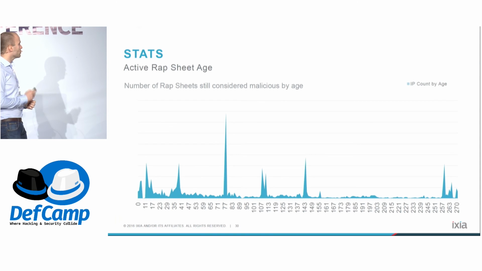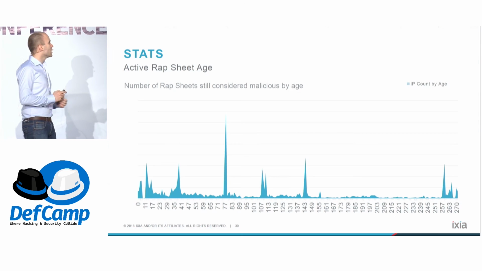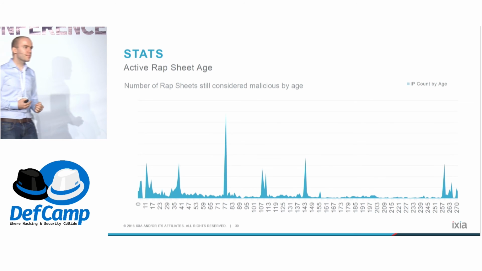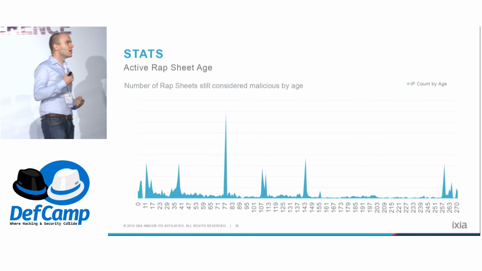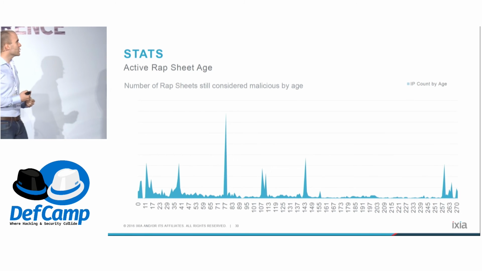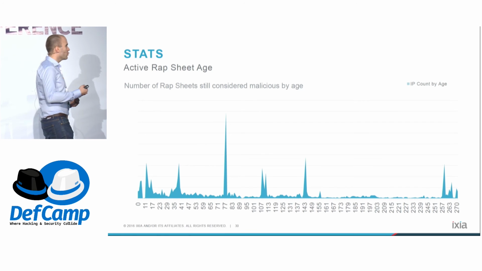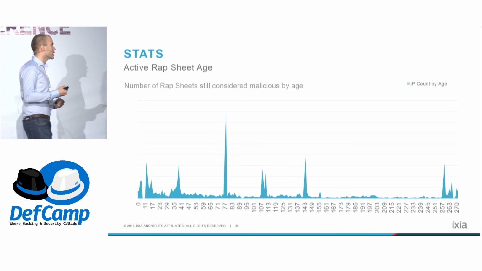Okay, so this was it from the engineering side. Now we're going to take a look at a few stats we've seen in our system. So one particular stat over here is the number of active rap sheets still considered malicious by age. This is basically a histogram showing how old our IPs in the database are right now.